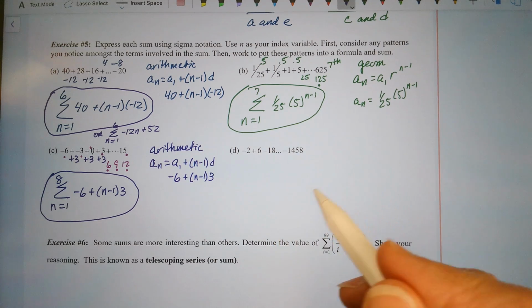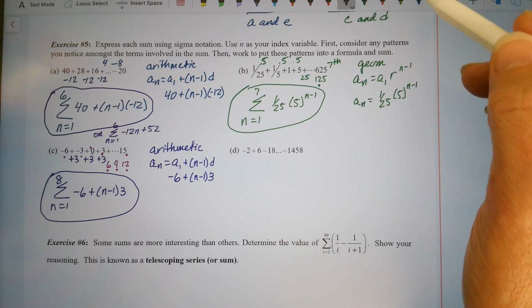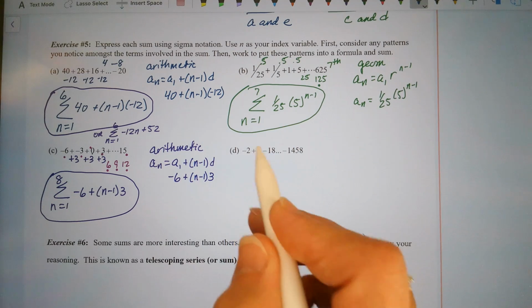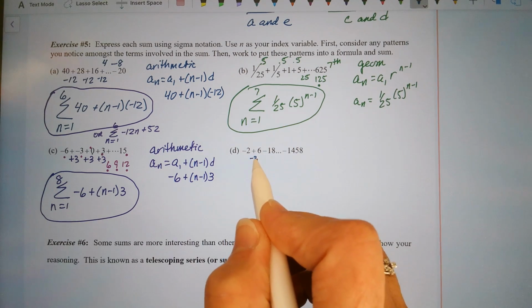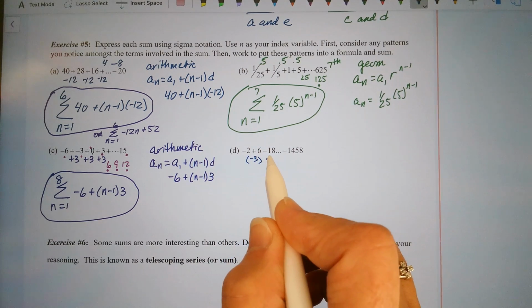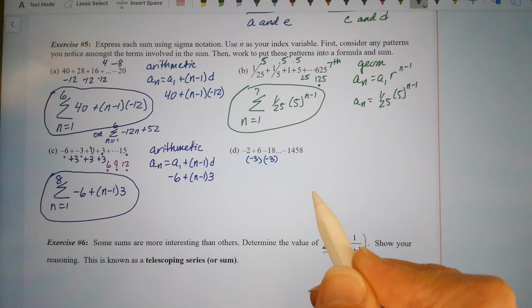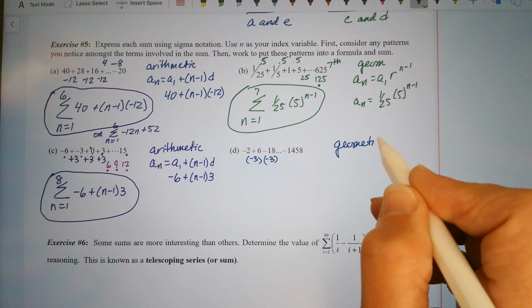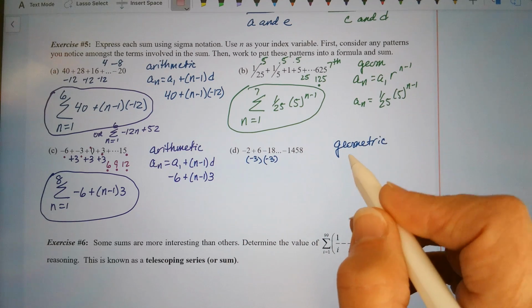And D, what's the pattern here? -2 times -3 is +6. +6 times -3 is -18. Okay, so this is definitely geometric, because we're multiplying by -3.